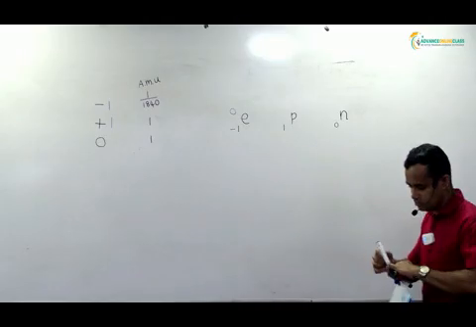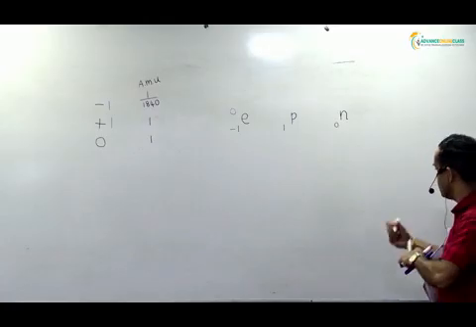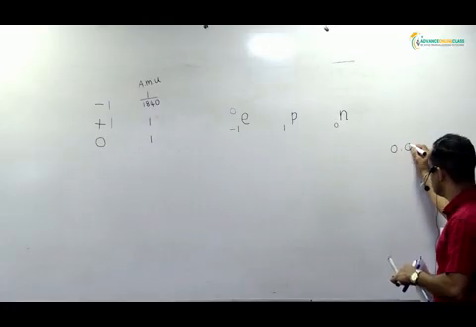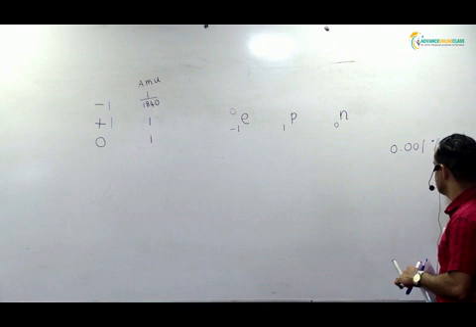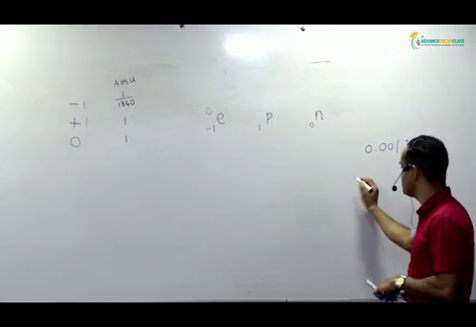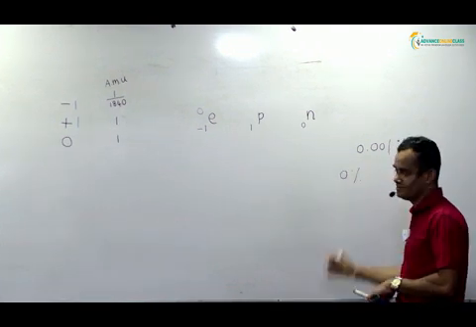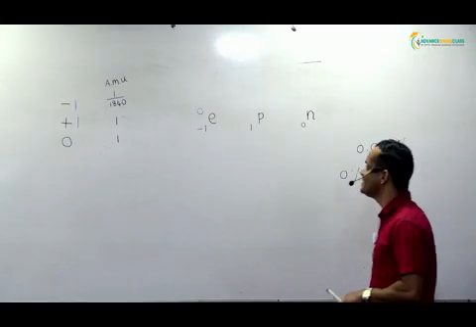Like say for a science exam, you get 0.001%. We just write 0% and the work is done. Right? Like that it is.